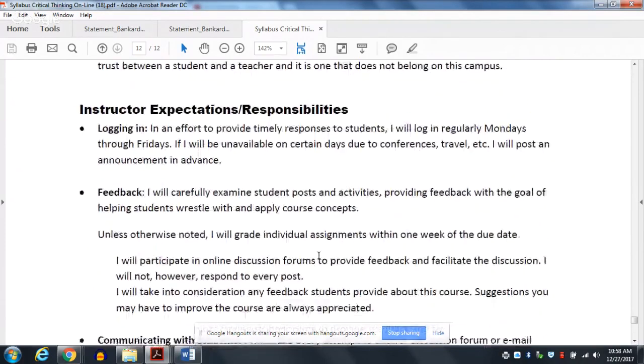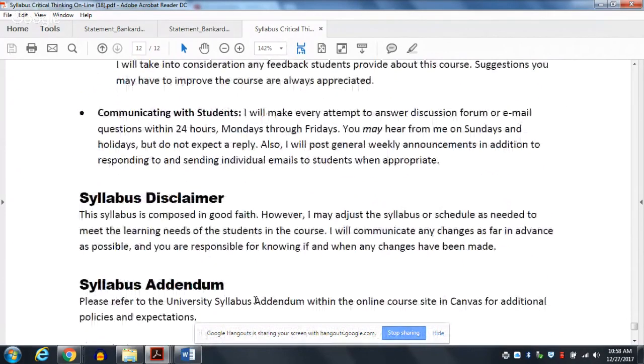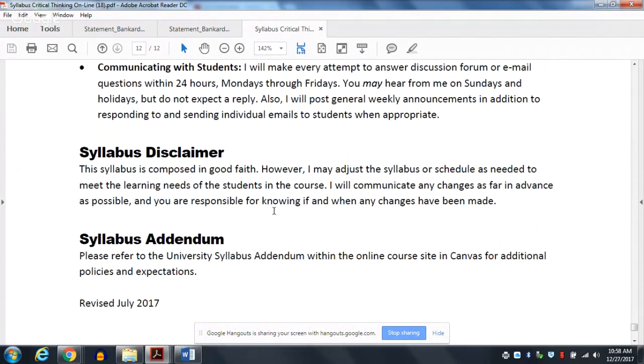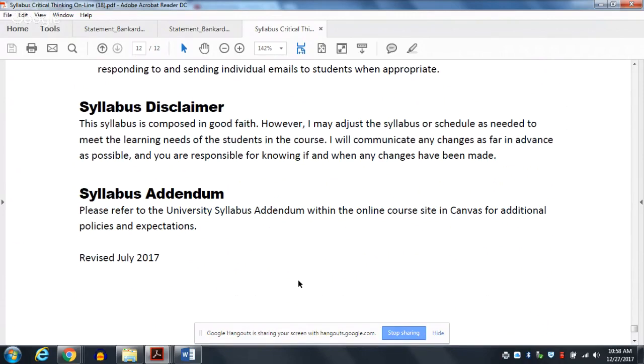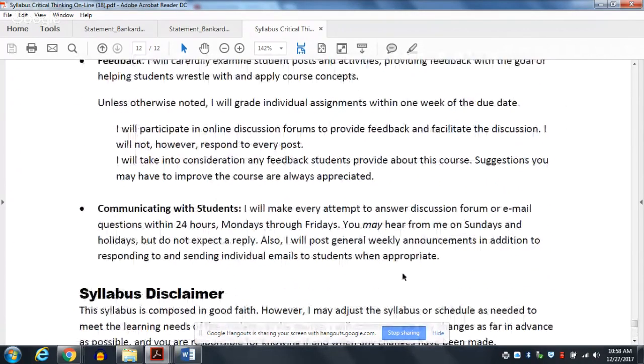And then it tells you a list of the things I will be doing, my responsibilities, right? That I'll be logging in, that I'll be giving you feedback, that I'll be collecting things. The syllabus is a binding document. However, I might make changes to the schedule. If I do, I will communicate that clearly to you. There's also an addendum on Canvas that tells you about disabilities, the benefits that you have if you have certain disabilities. There are accommodations available to you. So make sure to familiarize yourself with that addendum as well. That will be important. If you have any questions at all, please let me know.